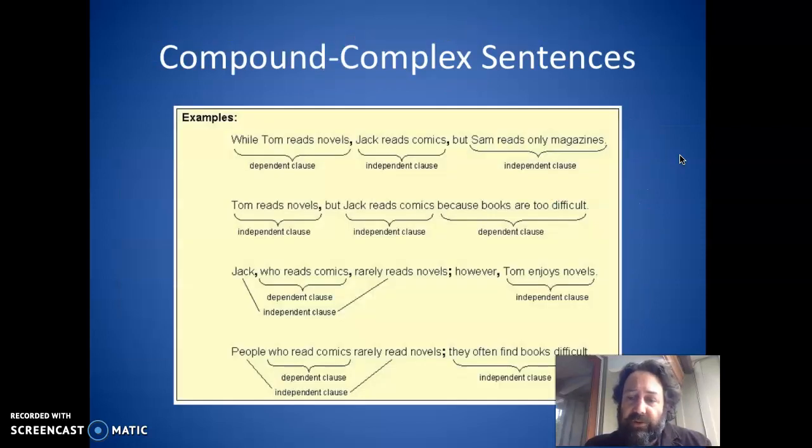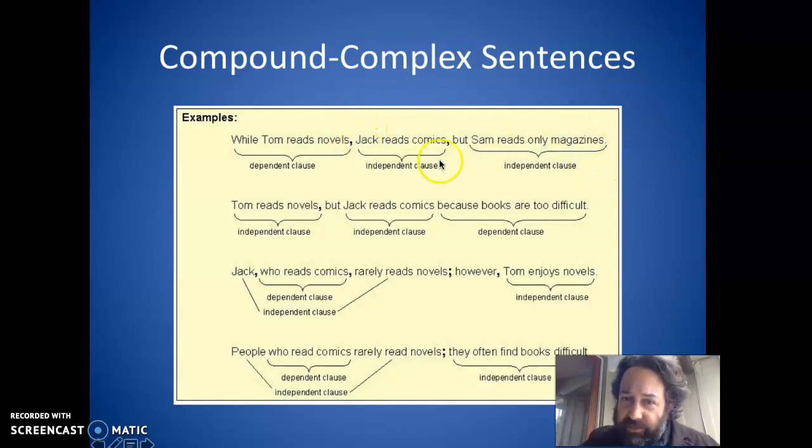And then the last major type of sentence is the compound complex. And it is just how it sounds. I like to think of it as basically a compound sentence, right? The beginning of this word is compound, so that's actually helpful. Look at the end of this example, the first example, right?